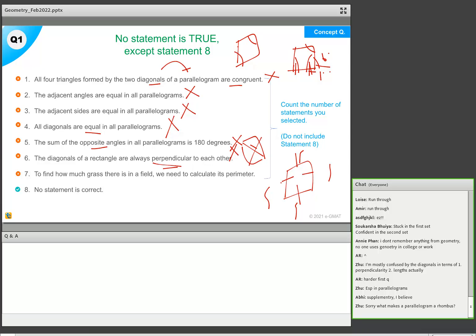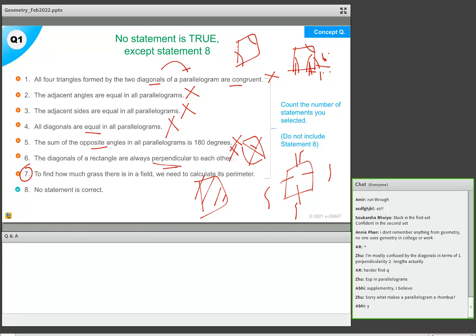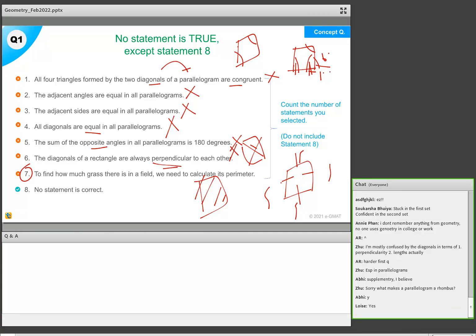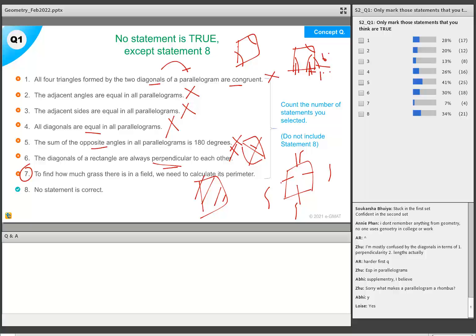I think everybody should have had no difficulty with this one. To find how much grass there is in a field, we need to calculate its perimeter. Obviously, no. To calculate the grass in the field, you need to find the area. So, everybody clear on why all the 7 statements so far are incorrect? The actual correct answer should have been just this one, that is statement 8. Only 34% of us said statement 8.